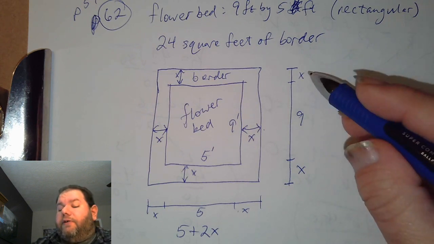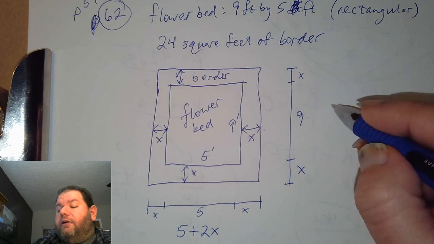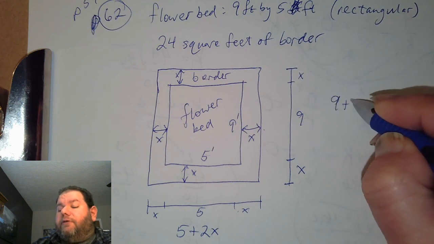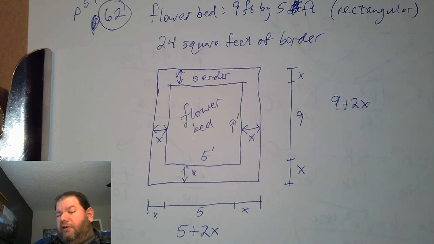Well, we just add these together. So x plus 9 plus x, that means we have 2x and a 9. So we can say 9 plus 2x or 2x plus 9. The order is flexible. Generally, we could put the x first.